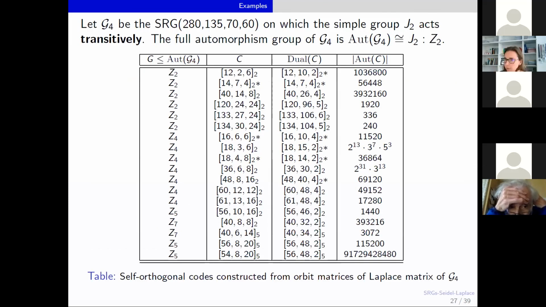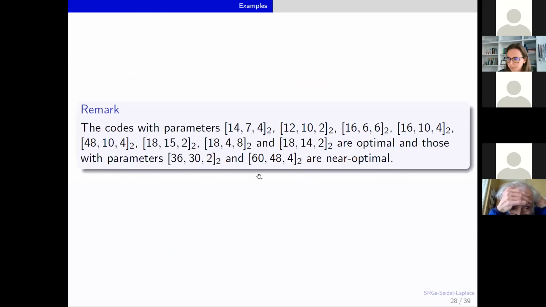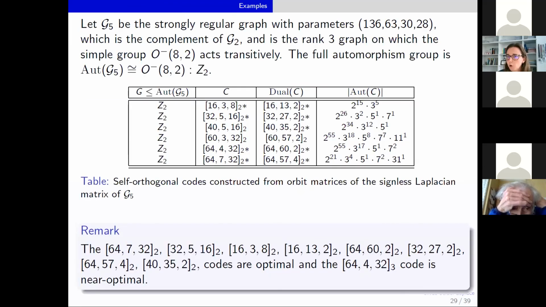This is also from Laplacian matrices, but it is a strongly regular graph on 280 vertices, on which the Janko group J2 acts transitively. And here, for the first time, we obtain that conditions are satisfied also for obtaining binary self-orthogonal codes. Some of them are optimal, and some of them are near optimal.